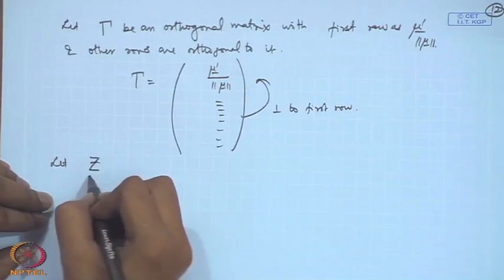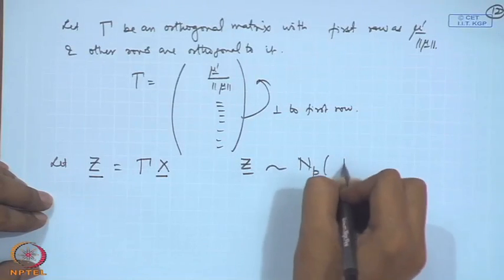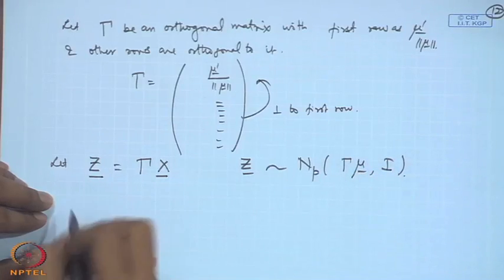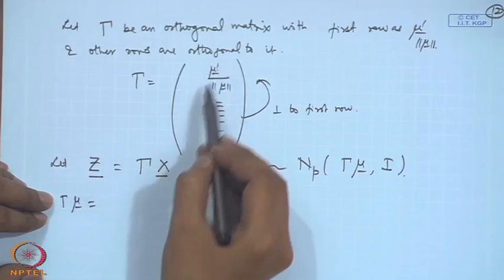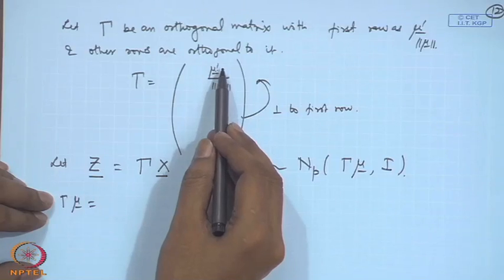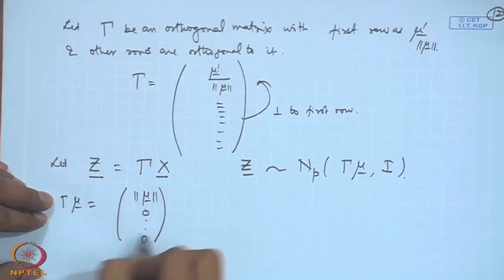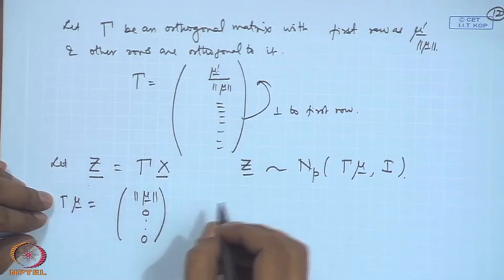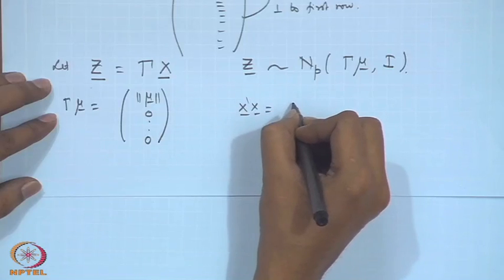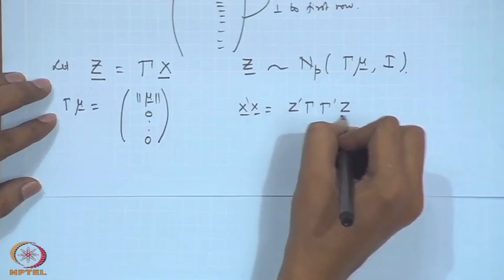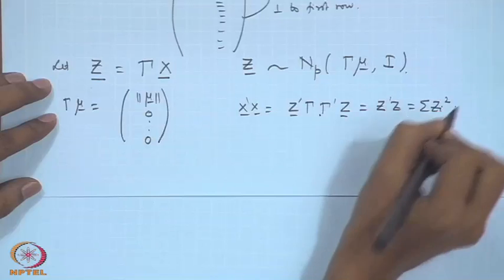Let us consider, say, z equal to gamma x, then z will follow N_p(gamma mu, I). But what is gamma mu? Because this is mu, mu prime mu you will get, so that is norm of mu square, so you will get norm of mu, and other terms will become 0, because the other rows are orthogonal to the first row. So, if I consider x prime x, that is equal to z prime gamma gamma prime z, that is equal to z prime z, because gamma is orthogonal, that is equal to simply sigma z_i square.